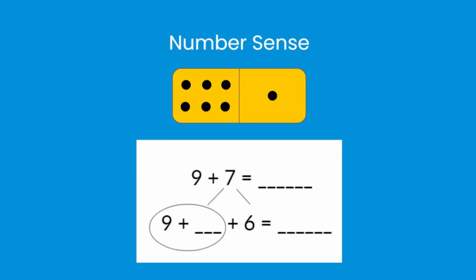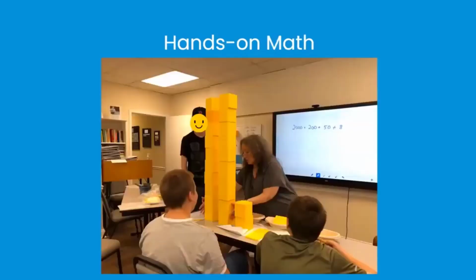Students can usually manage numbers 1 through 6 without too much problem. As soon as we get up to 7 and beyond, it gets really difficult. And so we explicitly teach these patterns to our students and how to use them and when to use them. It's really, really helpful. Another thing we do is lots of hands-on math.